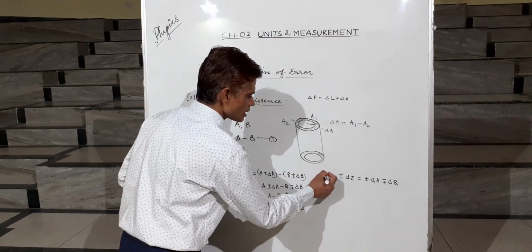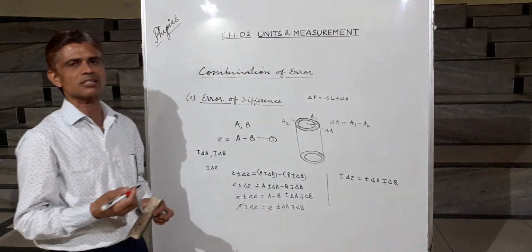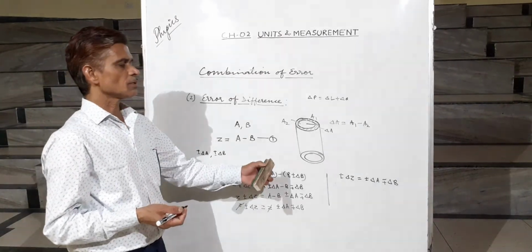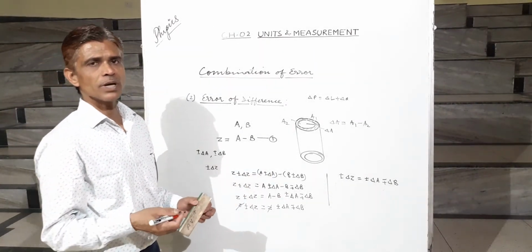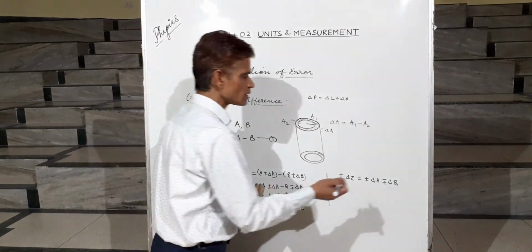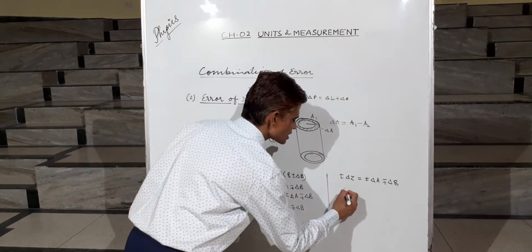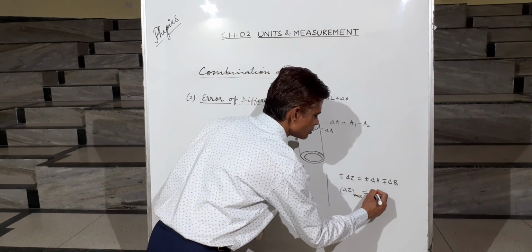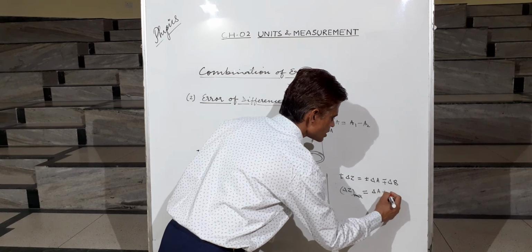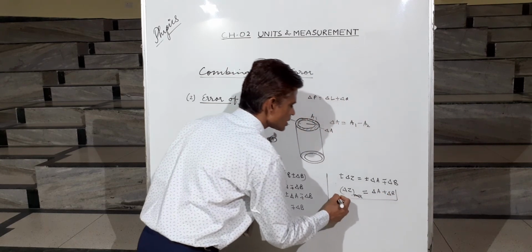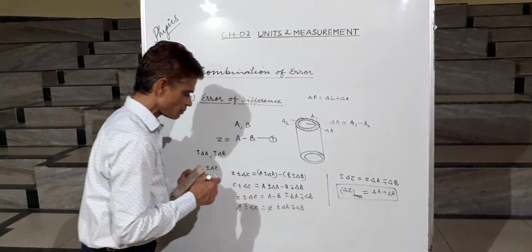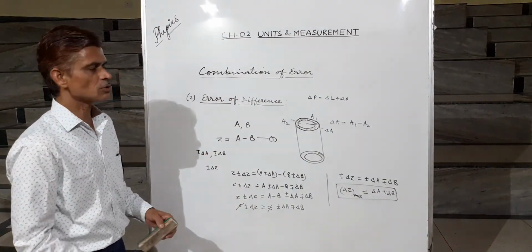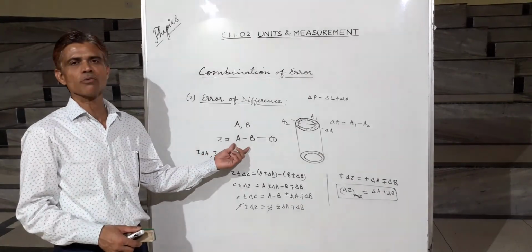Now, as earlier, our purpose is to find the maximum error in the measurement of any physical quantity. So for maximum error, what do we do? We ignore the negative sign, we take all these things positive. So delta Z max, the maximum error in the measurement of Z, will be equal to delta A plus delta B. So this is the maximum error in the measurement of Z, this physical quantity, where it is dependent on the two other physical quantities in the form of difference.